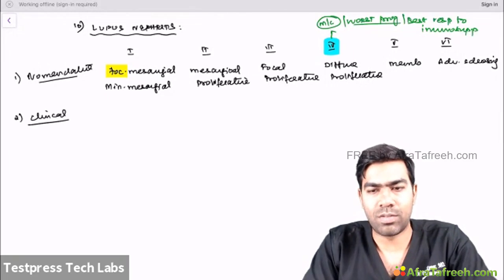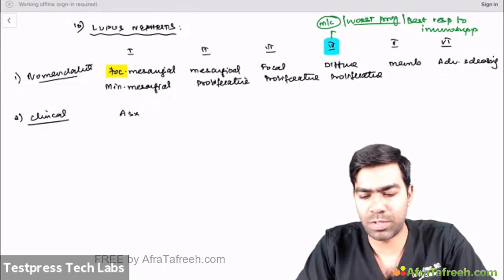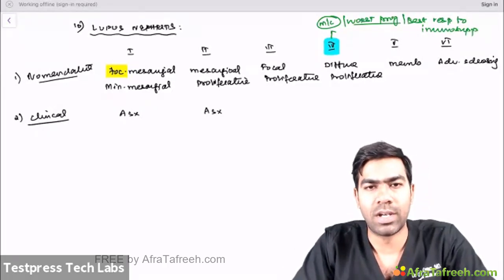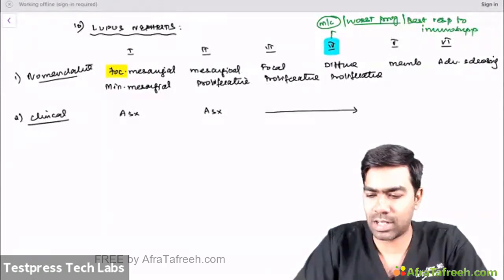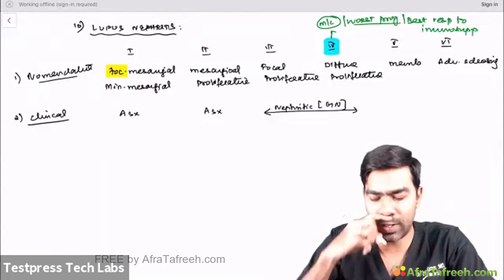So class 1 will present completely asymptomatically, which means only if you do a biopsy, you will be able to find it. Otherwise, you will not be able to find out. Class 2 also will be completely asymptomatic. As far as class 3 and class 4 are concerned, they will present with a nephritic syndrome, in the sense they are going to present with acute glomerulonephritis most often.